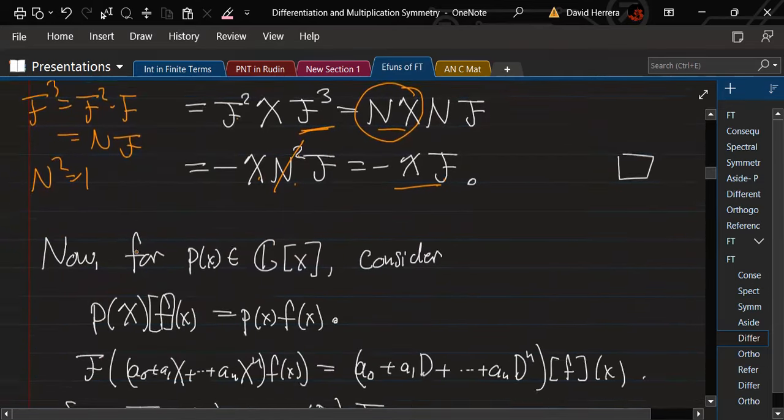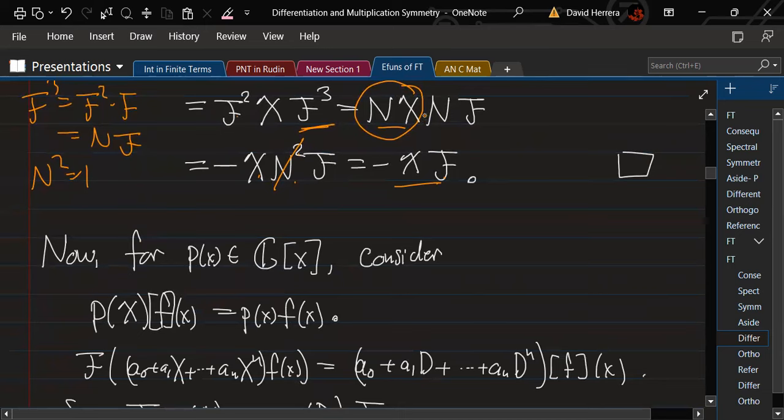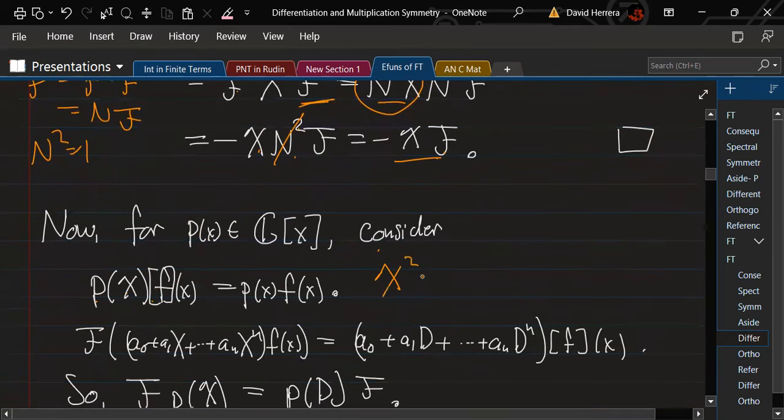So what's the point of this? The point is that we can do simple calculations of Fourier transforms when multiplied by polynomials. Suppose we have a polynomial p of x. What is p times the operator of x times p? Suppose we had x squared times f. Well, what is that? You just multiply by x.